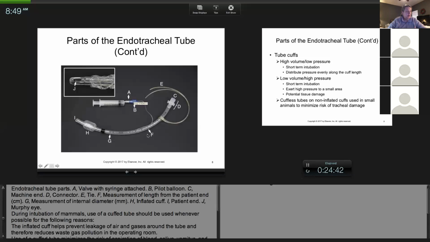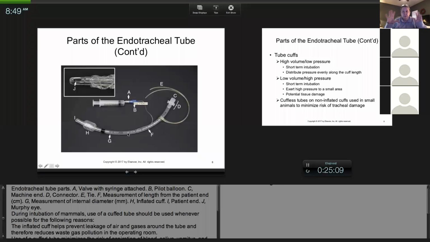The problem is there is also what's called an OD number, which is the outer diameter. That is not the size of the tube. So when we size tubes for our patient, you go by the ID number. If I say get a 7, a 7.5, an 8, a 12, you want to look for the ID. Now there are all these other little marks here. These are centimeter marks as far as length.